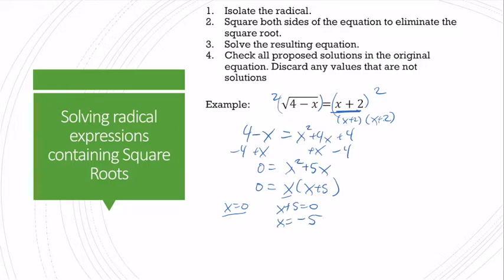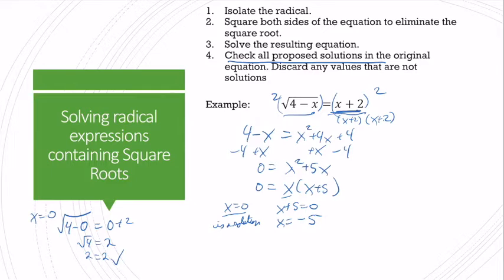Now is step 4. I have to check all proposed solutions. Okay? So let's see if x equals 0. And I would have the square root of 4 minus 0 equals 0 plus 2. So the square root of 4 equals 2. 2 equals 2. This is true. So this is a solution.